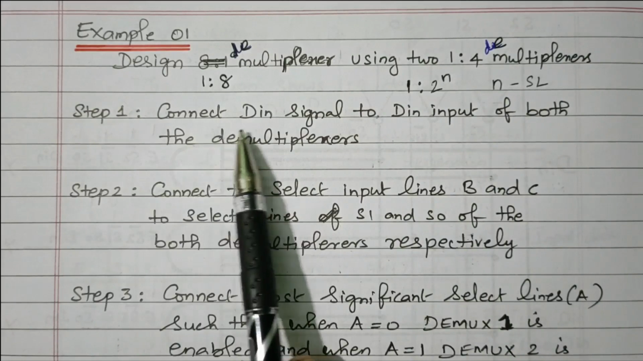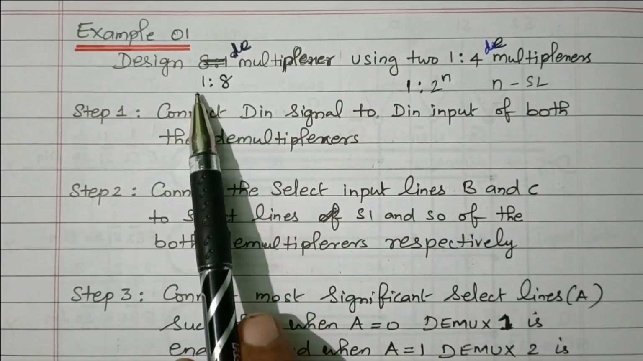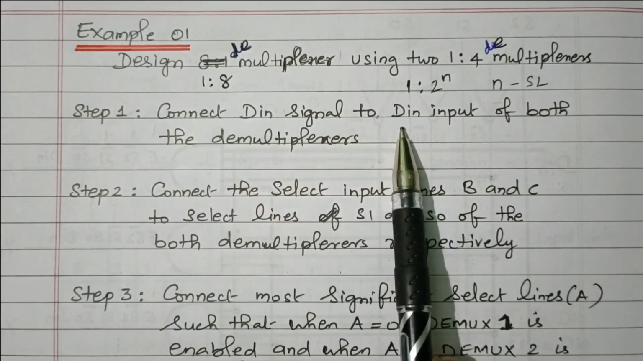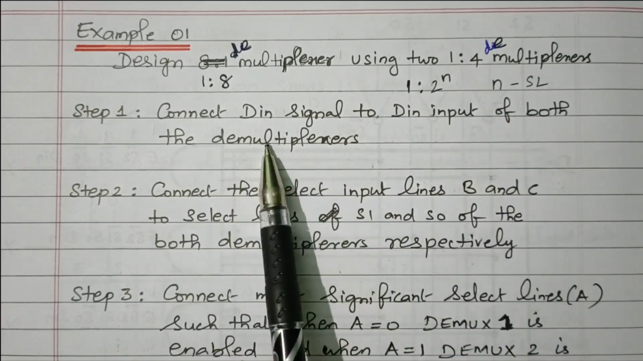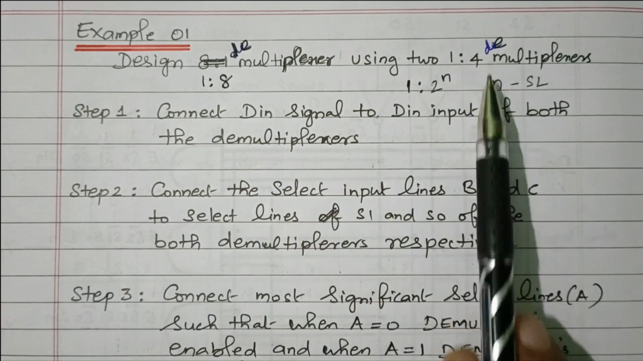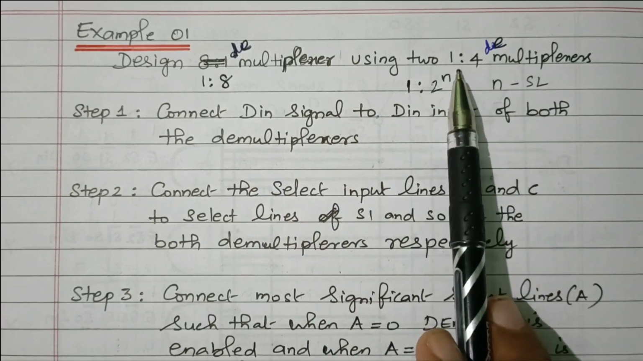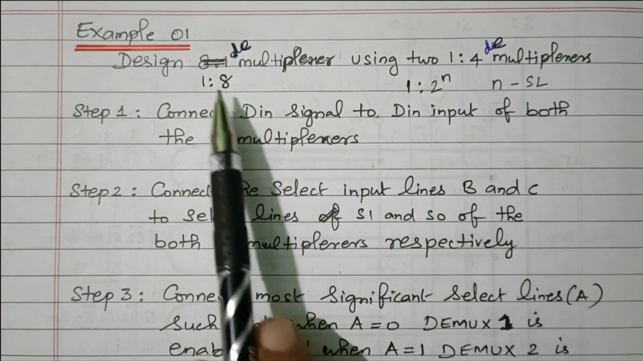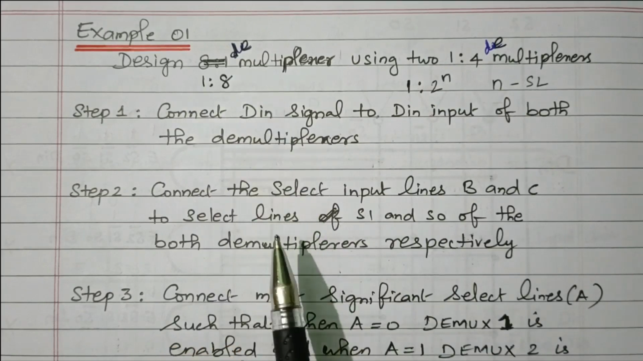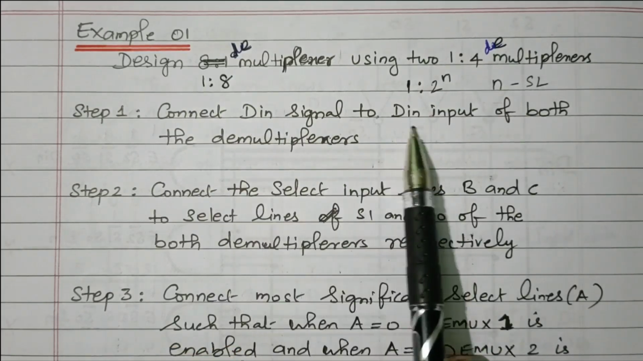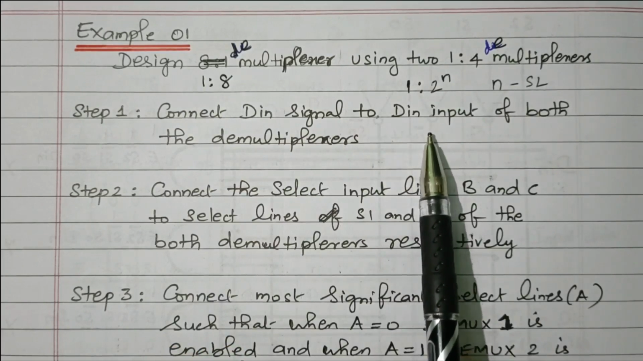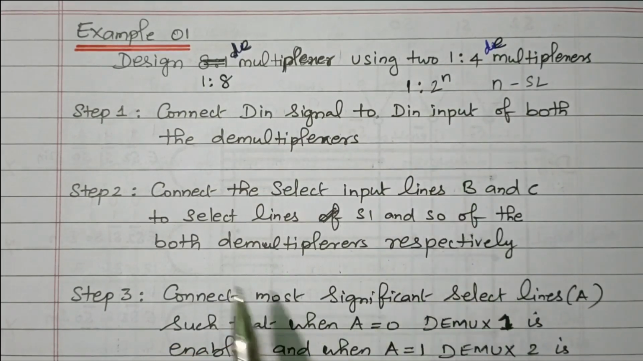Step 1, connect the D in. This is the input, only one input. Signal to D in input of both the demultiplexers. So the input signal is given to both the demultiplexers. So we are using two 1:4 demultiplexers to design a 1:8 demultiplexer. So both the demultiplexers, we connected the D in signal. Input signal is connected to both the demultiplexers.